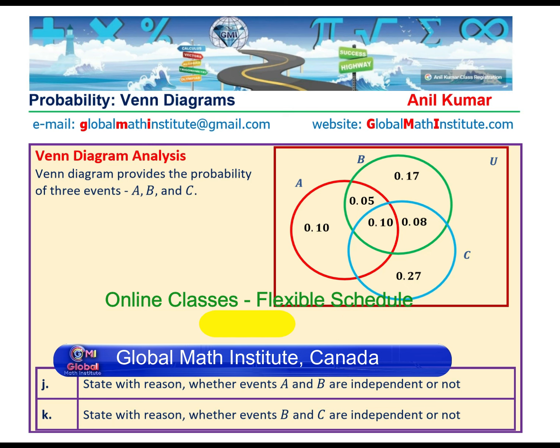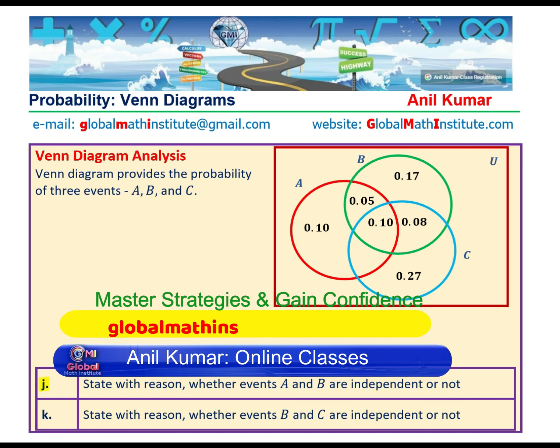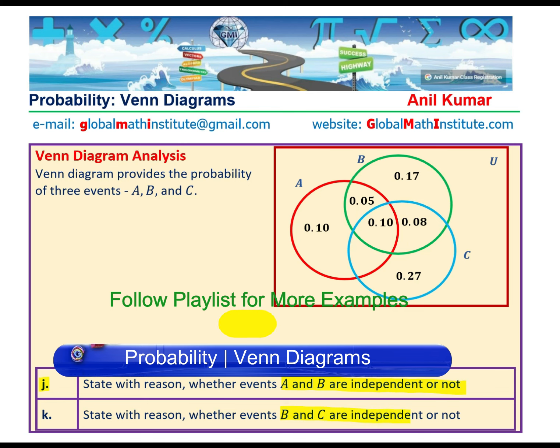We have given you the probability distribution in the form of a Venn diagram for three different events A, B, and C. And now the question is, state with reason whether events A and B are independent or not. And part K is to look into whether the events B and C are independent or not. Now, how do we figure out whether two events are dependent or independent?